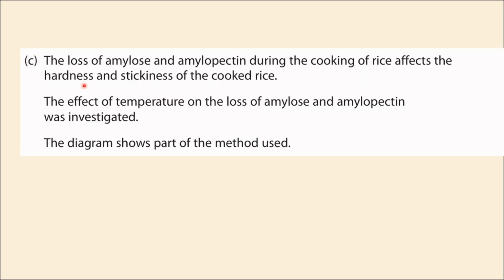So here they have provided you a small piece of information. The loss of amylose and amylopectin during the cooking of rice affects the hardness and stickiness of the cooked rice. The effect of temperature on the loss of amylose and amylopectin was investigated. So here we are going to investigate how the temperature is going to impact the loss of both amylose and amylopectin from the rice.